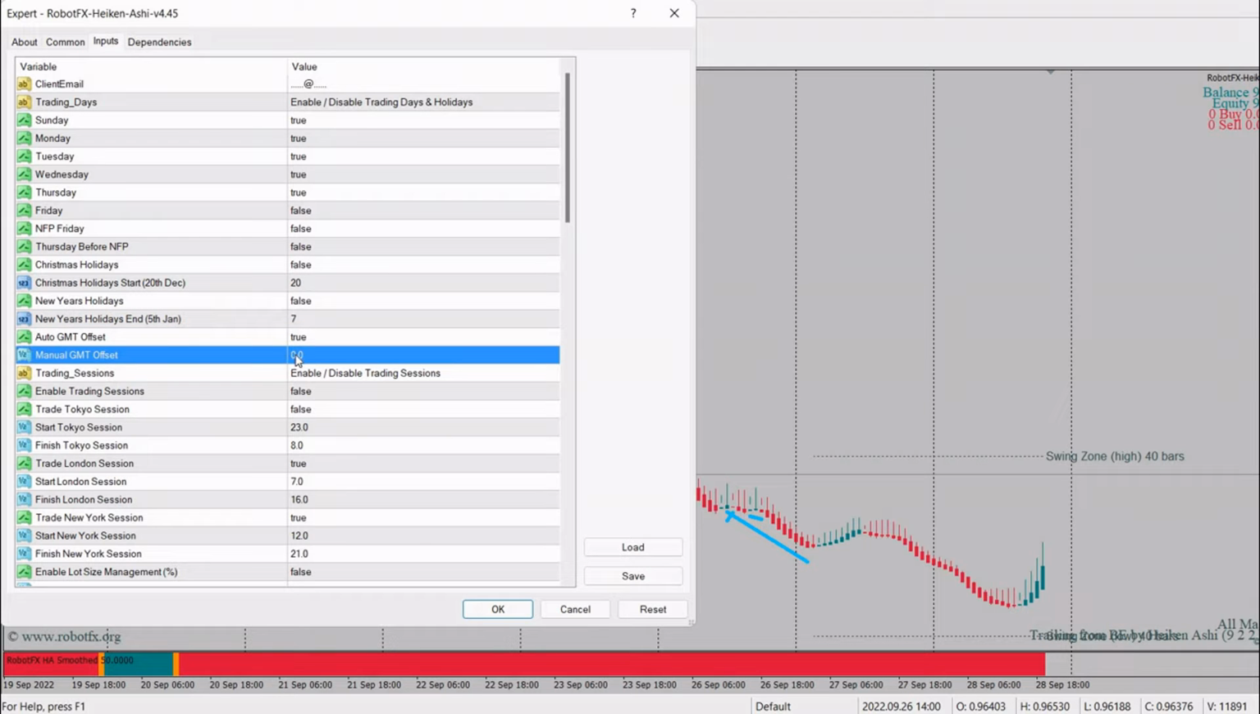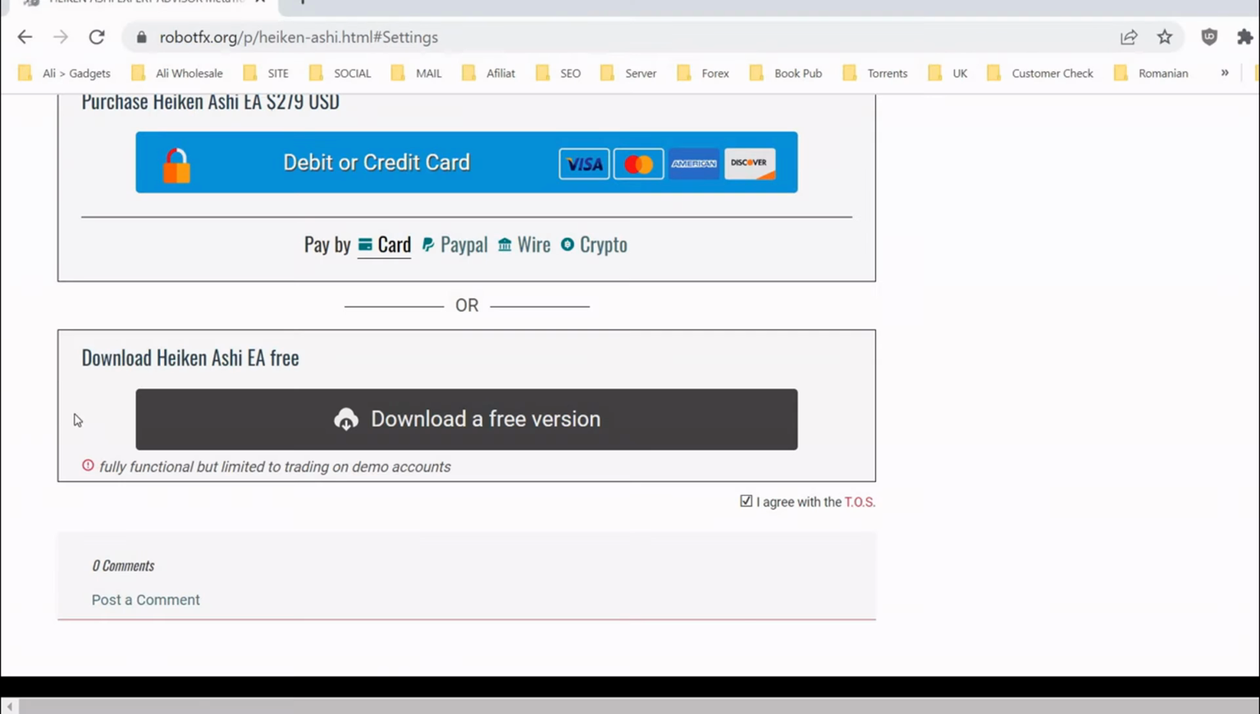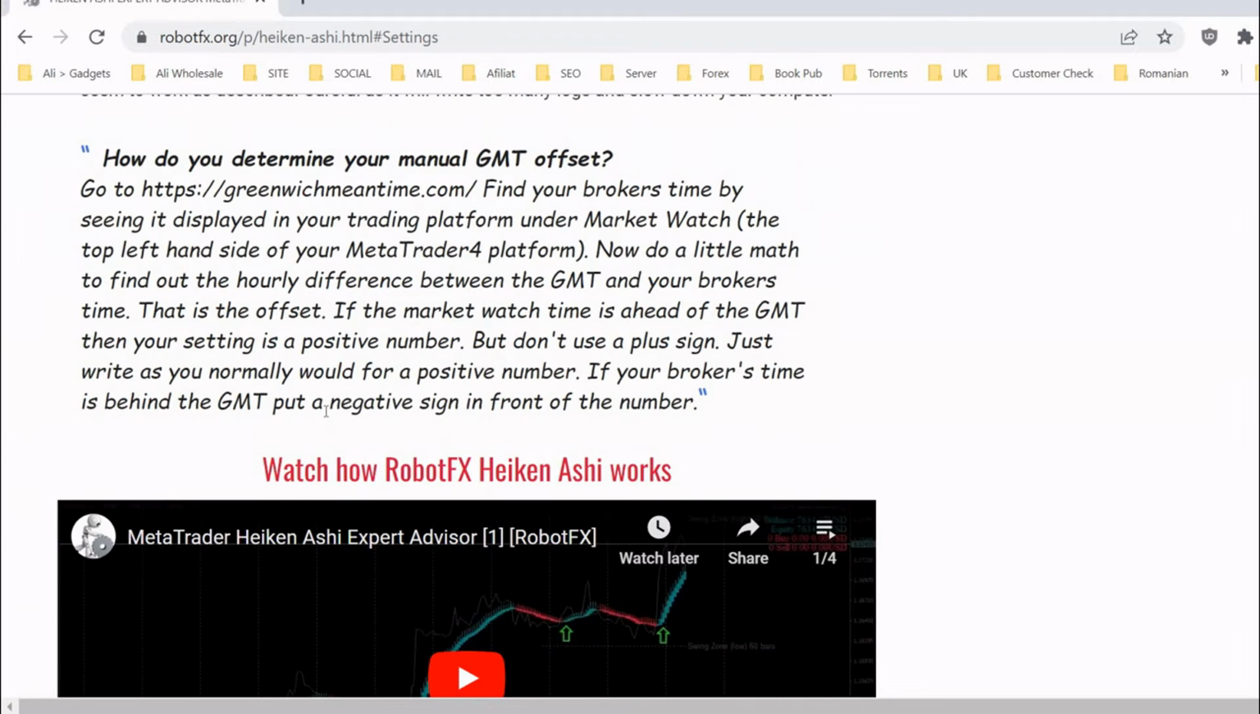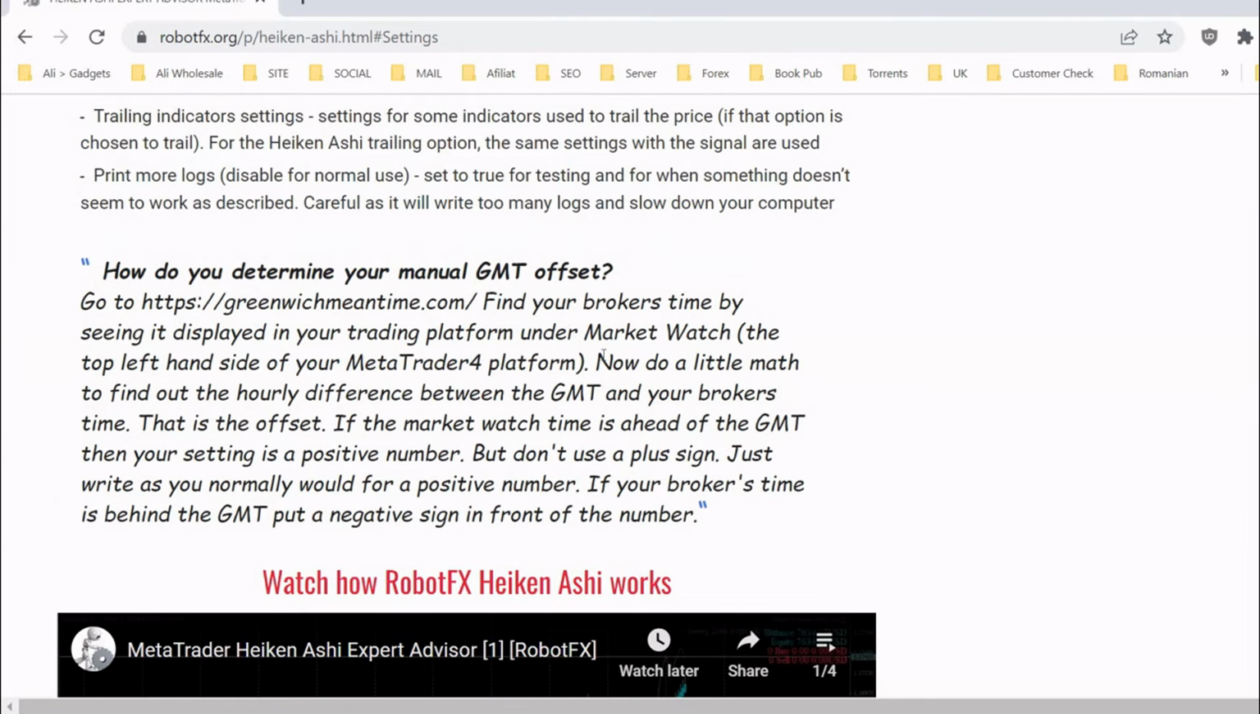You will find the explanation on how to set this manually on the expert advisor's page. I'll try not to lose too much time here. It is all explained right here.